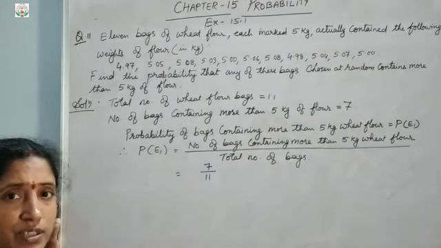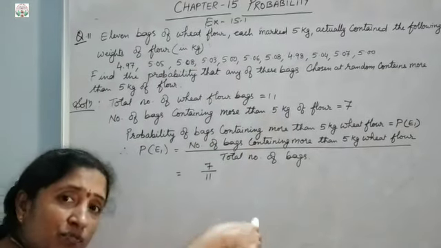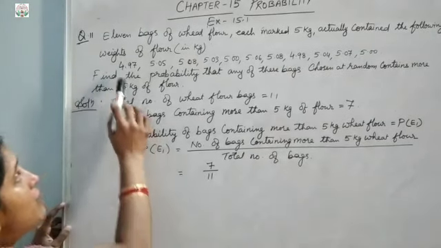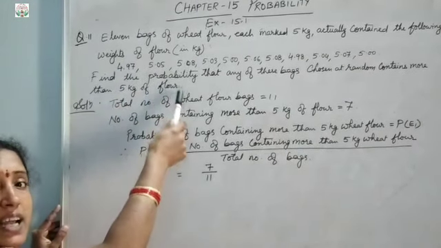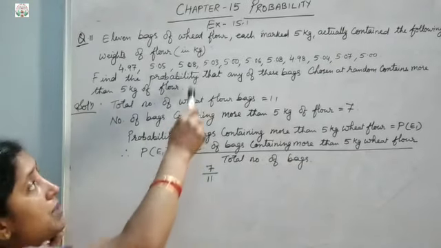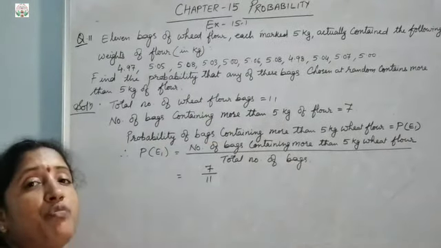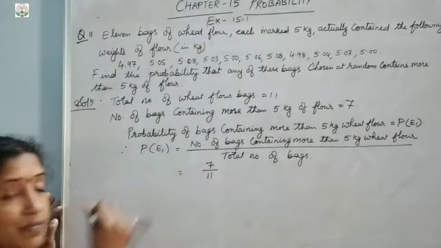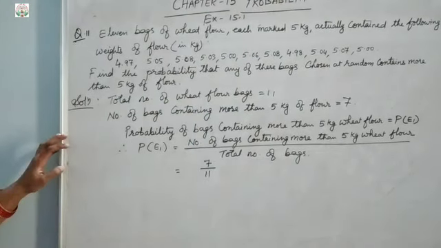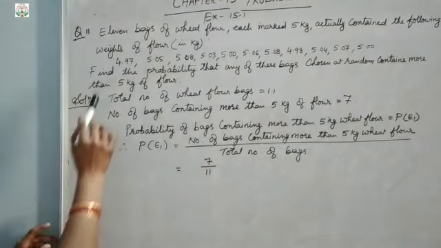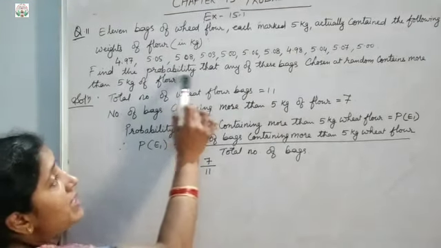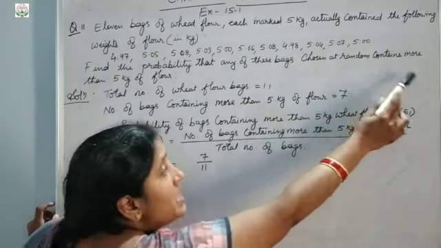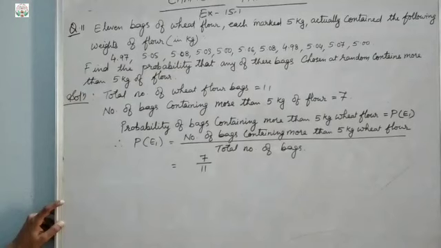Understood the question? Actually each bag is marked 5 kg, but when the contents are measured, it is found that some bags have less than 5 kg and some have a little more than 5 kg. So the actual measurements are given here. Is the question clear to everyone? Now the solution, part C. Find the probability. What is the question? Find the probability that any of these bags chosen at random contains more than 5 kg of flour.